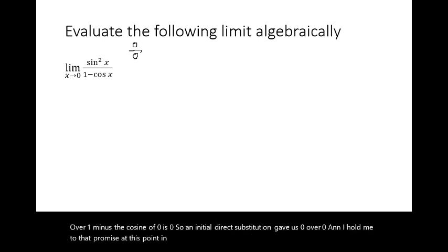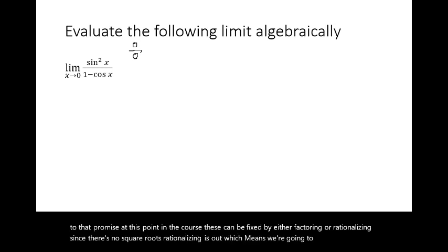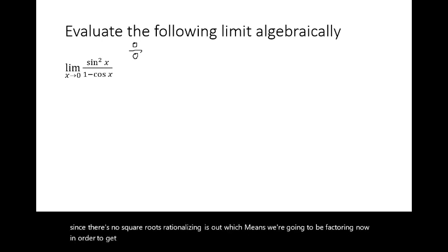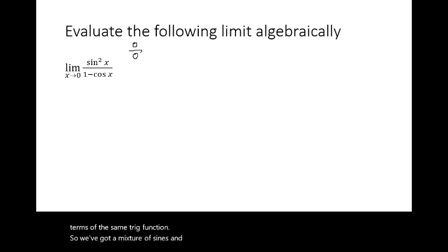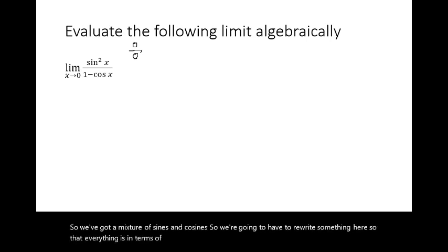These can be fixed by either factoring or rationalizing. Since there's no square roots, rationalizing's out, which means we're going to be factoring. Now, in order to get a common factor to cancel out, you really do need to have everything written in terms of the same trig function. So we've got a mixture of sines and cosines, so we're going to have to rewrite something here so that everything is in terms of the same function.